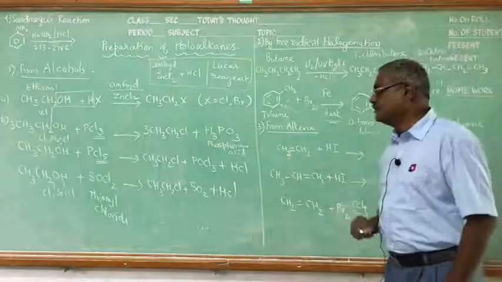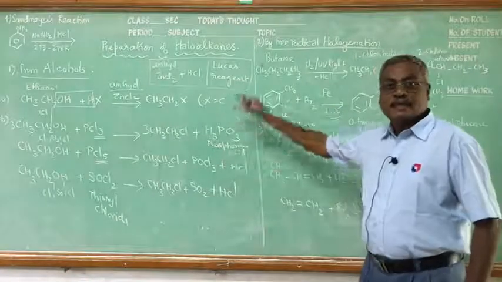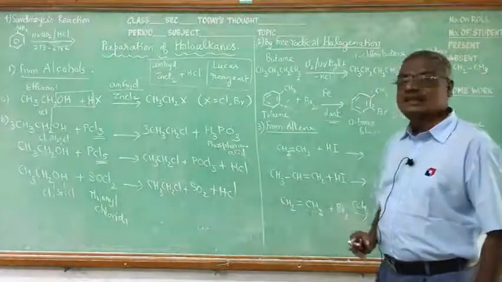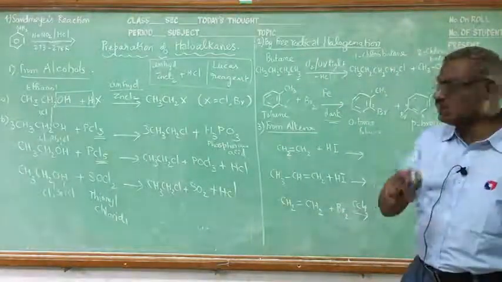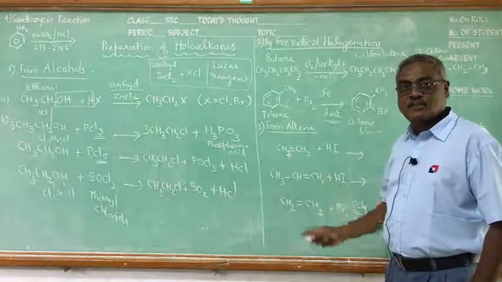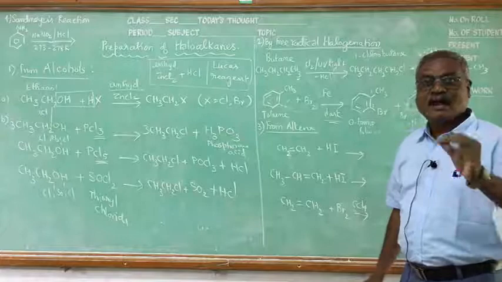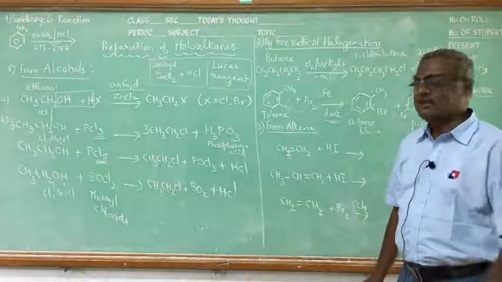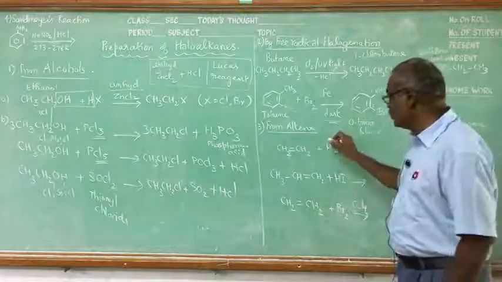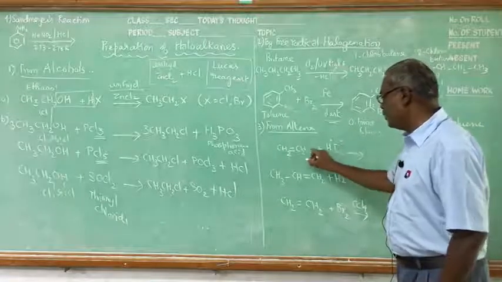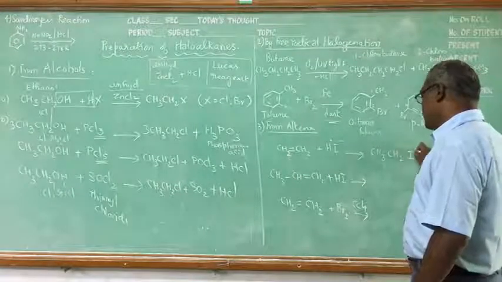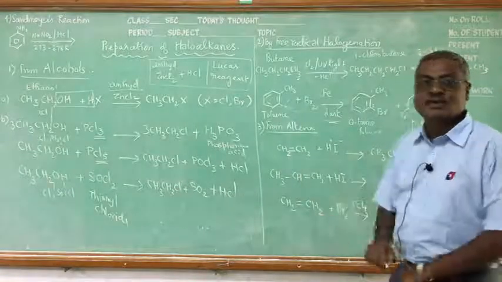Now alkene. First alcohol, then alkane. From alkane we prepared. Then the second one, alkene. Alkene means a double bond will come, so this is an unsaturated compound. For an unsaturated compound, which reaction normally takes place? Addition reaction takes place. Here hydrogen will go to one carbon and iodine will attach to the other carbon. So you will get ethyl iodide. Then the unsaturated compound becomes a saturated compound.